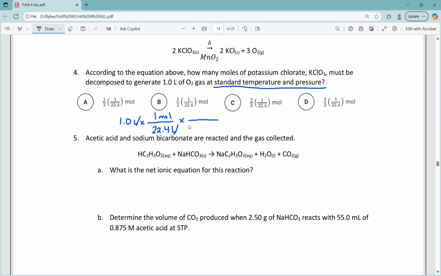Now I go to my balanced equation. Remember, this was oxygen, and they want to know how many moles of the potassium chlorate. So I'm going to go to my balanced equation, see that oxygen has a coefficient of 3. So it's going to be 3 moles of oxygen on the bottom and 2 moles of KClO3 on the top. And I want to choose the one that matches that, so I would choose C because it's the one that has the correct conversion factors. Even though they've written them in a different order, we're looking for 1 over 22.4 and then 2 over 3. So C is the only one that matches.